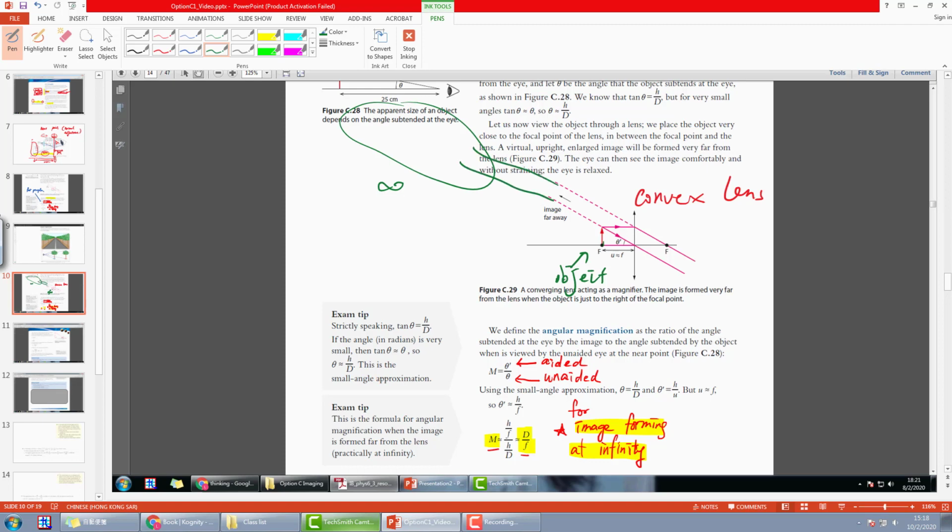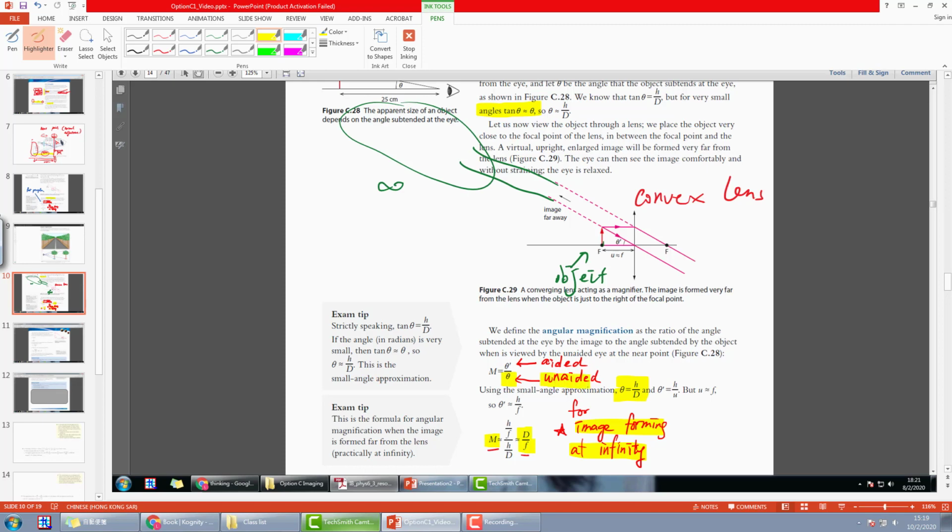Then that simply is the diagram, and using that you can already derive the equation very directly, because previously we already talked about the idea of small angle approximation. The unaided one is when you put the object at the near point. So theta, the original theta, equals h, which is the object size, divided by d, which is the near point distance.